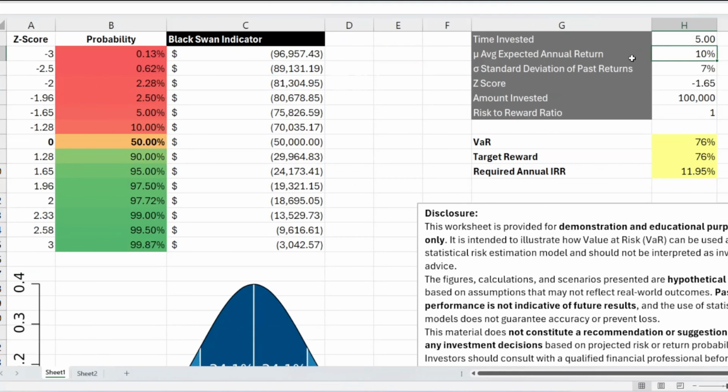When we switch the time interval to 5, what you'll notice is that the probability of loss increases substantially. This makes sense because over a longer period of time, there's more probable outcomes. More things can happen. So as we push the time out, our max loss is almost 100% of our investment.